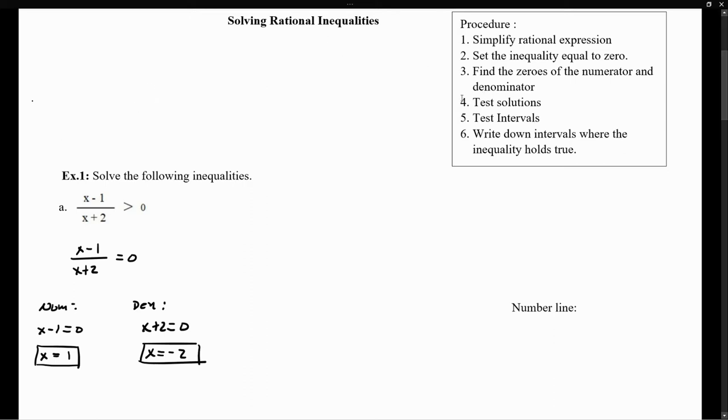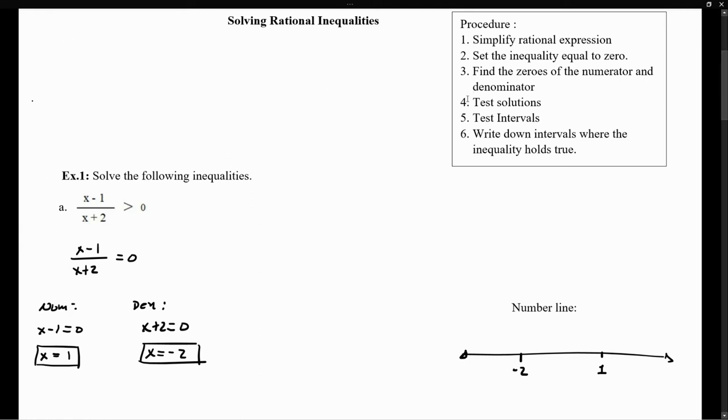Now we're going to be testing some solutions. What do we mean by that? Well, let's create a number line here. I'm going to be placing on this number line the values that make my numerator and my denominator equal to 0. So let me place negative 2 right here, and let me place positive 1 about here.